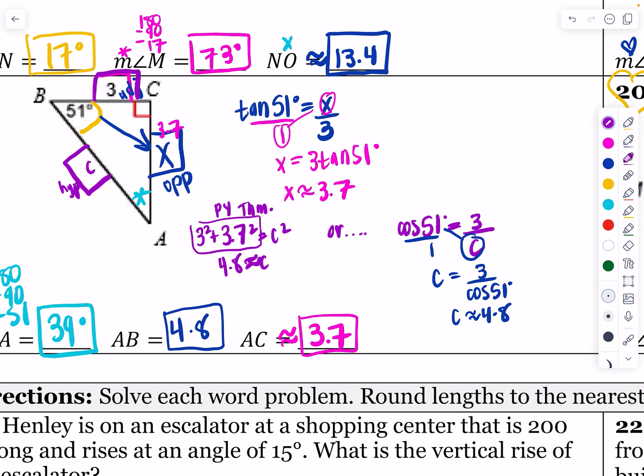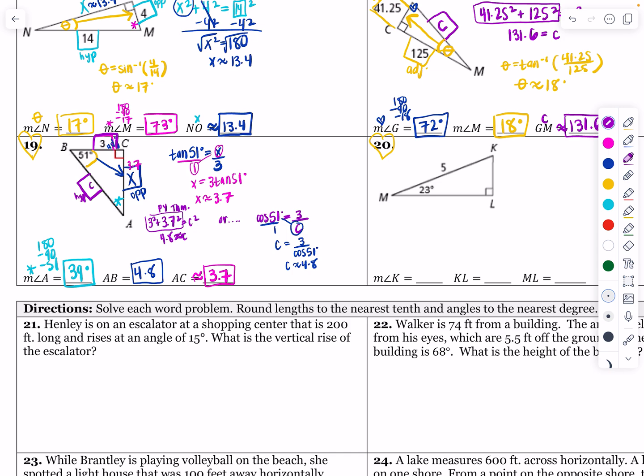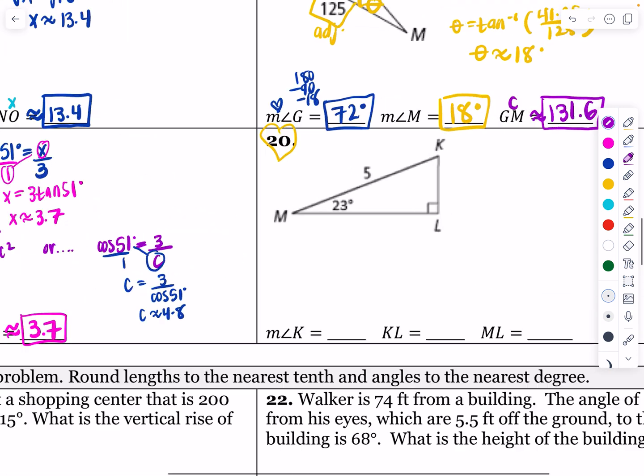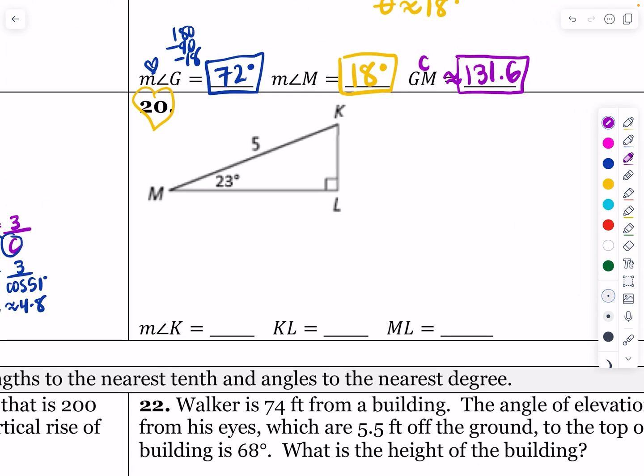I prefer to use trig twice just because it's what I'm used to and it's what I've been doing. But a lot of y'all love the Pythagorean theorem. Y'all got really good at that. And so if you would like to do it either way, you will get the same answer. Okay. Number 20 is the exact same. It's given an angle and a side length, and we're just given an acute angle and a side length. It's just different numbers. Okay, so let's get started.